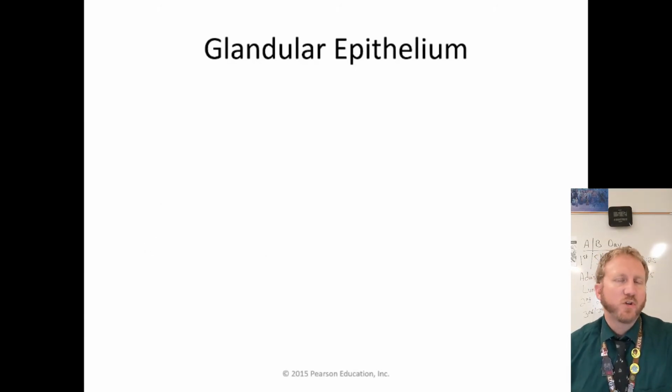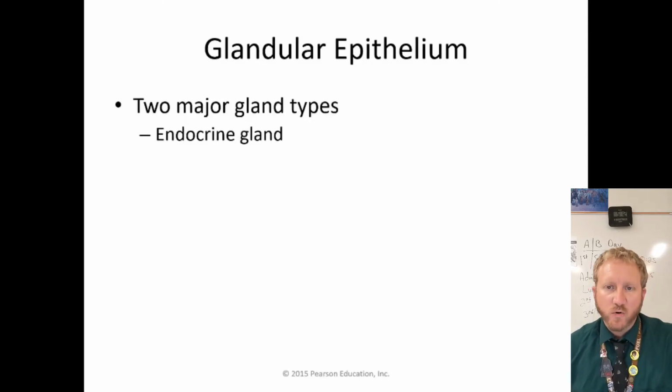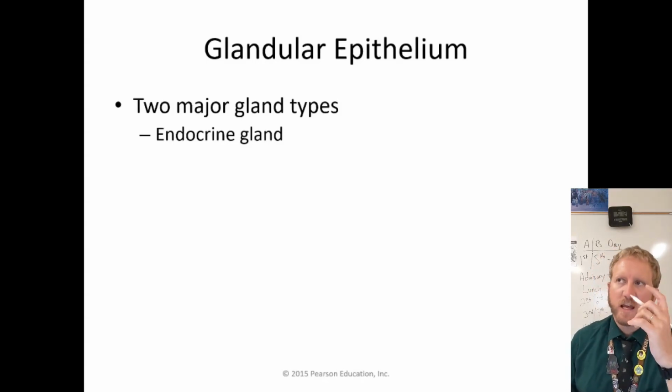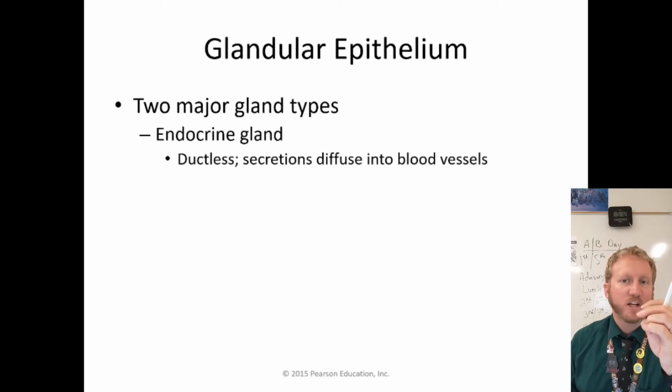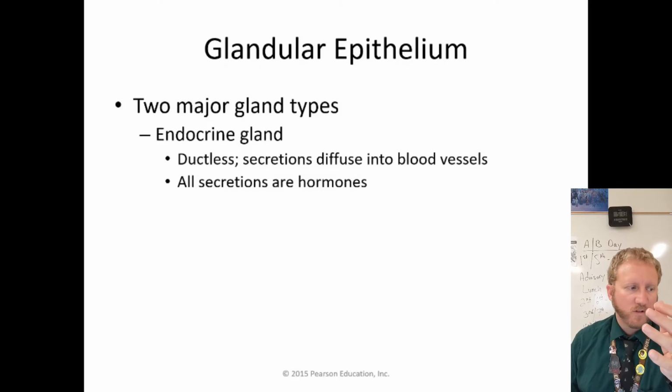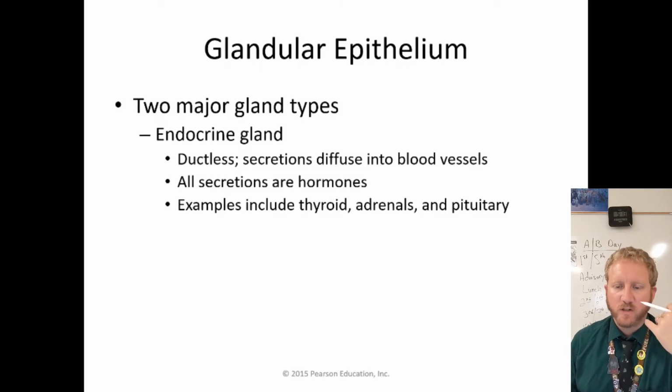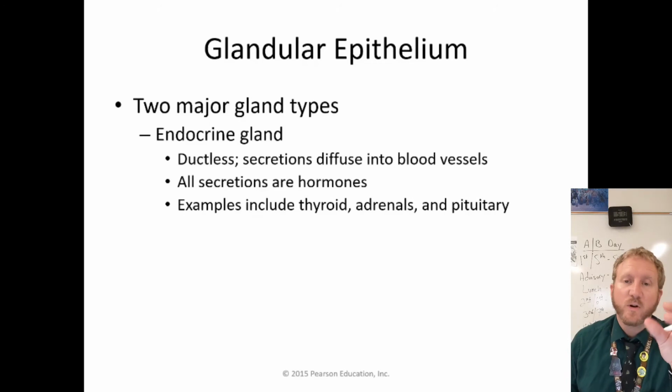Glandular epithelium, there's two types of glands. We've got endocrine glands. Endo is with inside. These are ductless glands. That means we don't have little channels that stuff passes through. The secretions, typically hormones, are going to dissolve directly into the bloodstream. Everything here are hormones. So like thyroids, the pituitary, the adrenals. The pancreas has an endocrine function by secreting stuff directly into the bloodstream.